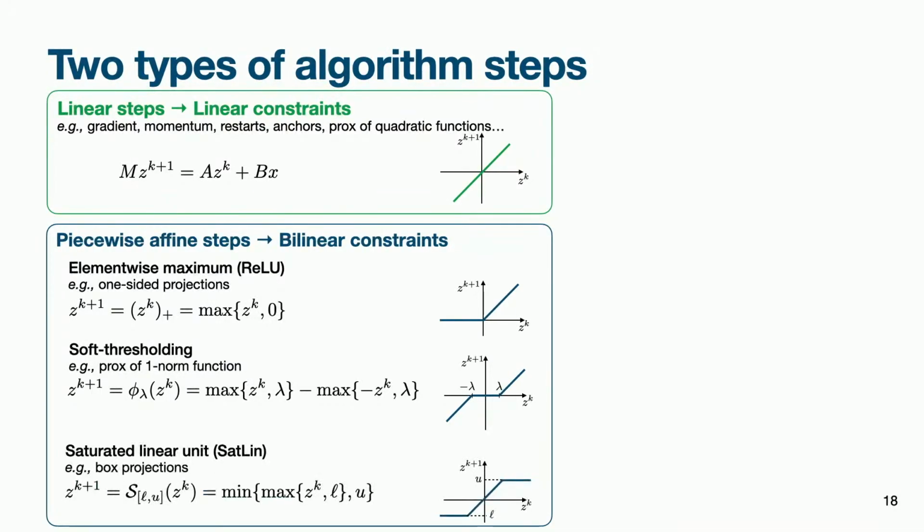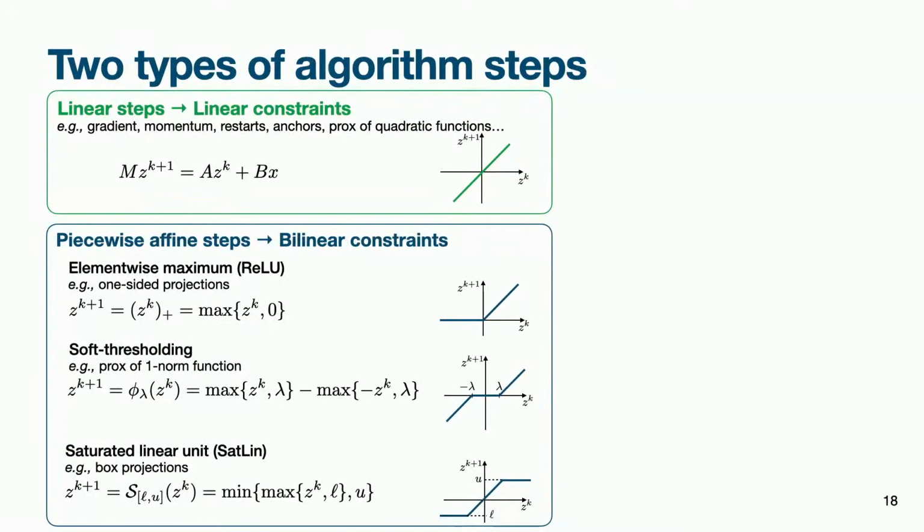You could also have other types of steps. For example, if you're projecting onto a box, you could have these types of units that, I guess, in some of these tensor linear algebra libraries are given by saturated linear units. These are just literally clipping the output inside a box here. But basically, all these steps for parametric linear and parametric quadratic programs fall into these two categories. And if we're able to represent them, then we can represent lots of different algorithms that we can apply in this system.